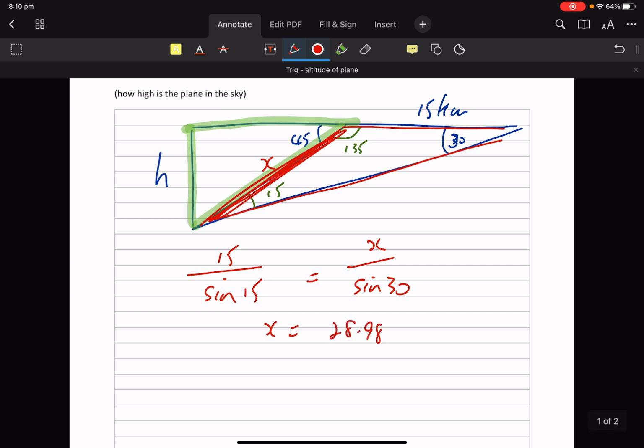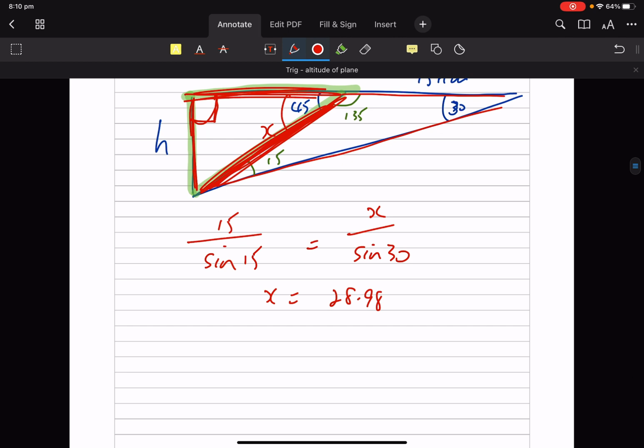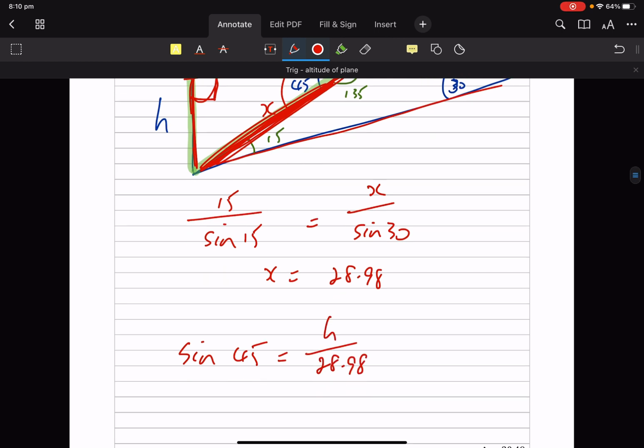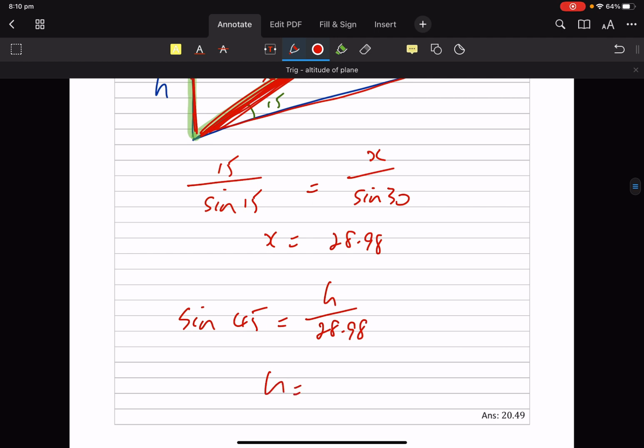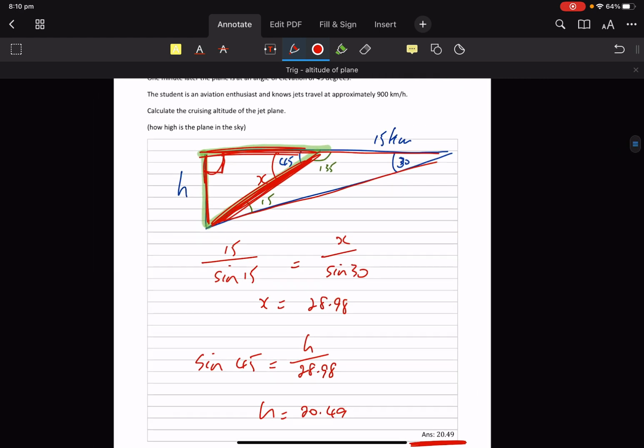So now all of a sudden I'm looking at that X. There's my right angle triangle. I've got my angle, my hypotenuse. All I'm going to do is go, well, that's going to be sine, isn't it? Sine 45 equals H on 28.98, and calculator H equals 20.49, which is hopefully what you got.